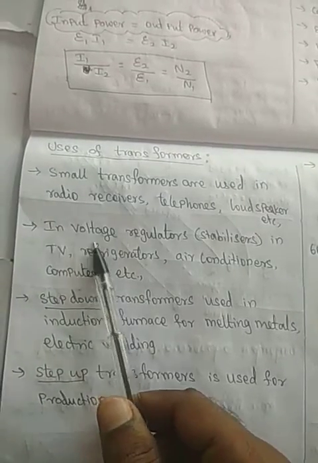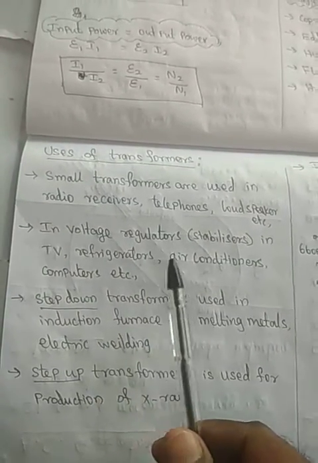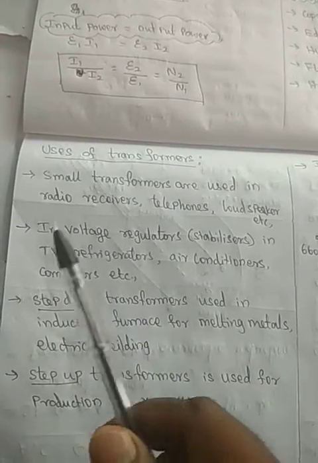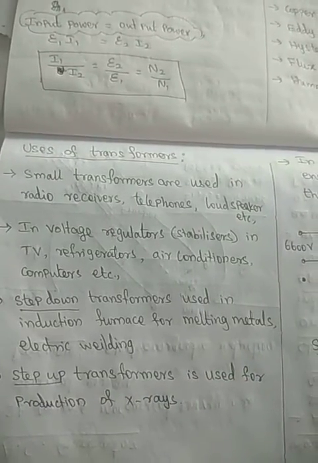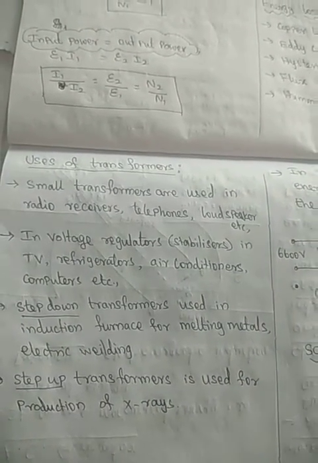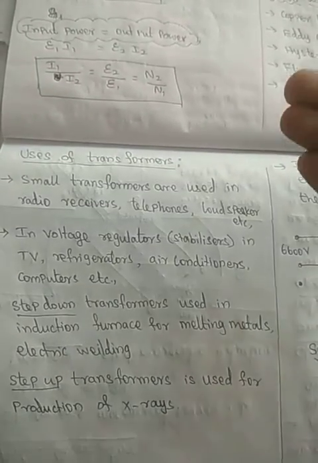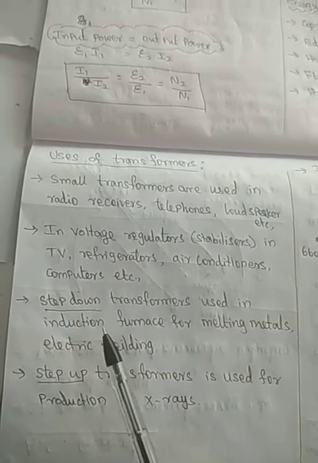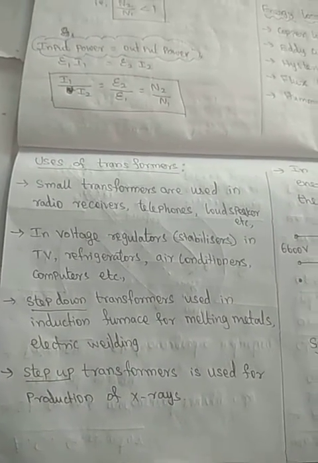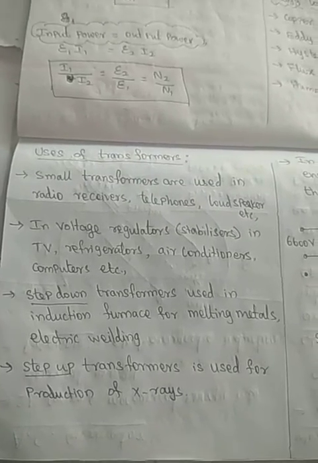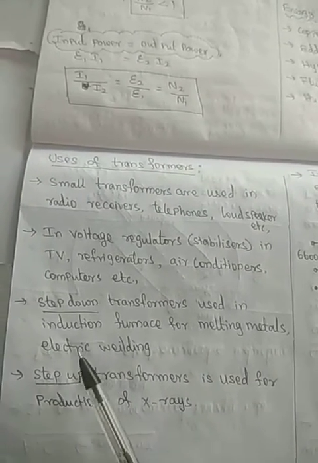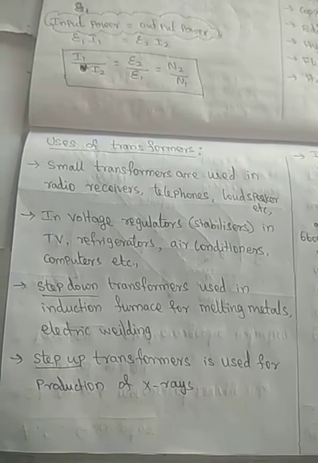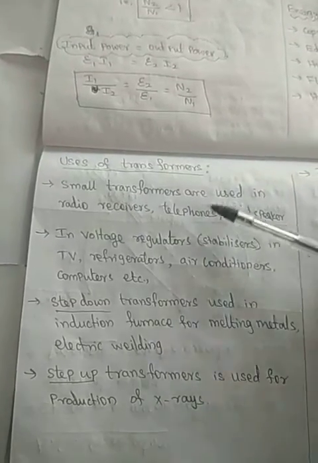Then next are the voltage regulators, that means stabilizers. Stabilizers are used in TVs, refrigerators, air conditioners and computers. Whenever high voltage comes, they step down the voltage. If there is low voltage, they step it up and supply the proper voltage to the electronic devices. Step down transformers are used in induction furnaces and electric furnaces for melting metals, and also in electric welding. Step up transformers are used in the production of X-rays. So these are the common usages of transformers.